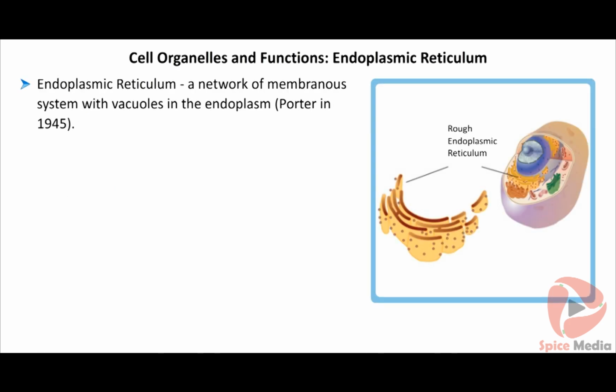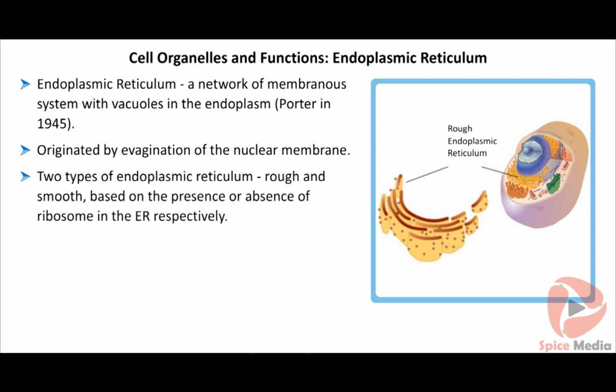The electron microscopic study by Porter in 1945 revealed a network of membranous system with vacuoles in the endoplasm. This was named as Endoplasmic Reticulum by Porter in 1952. It is assumed that the endoplasmic reticulum originated by evagination of the nuclear membrane. Two types of endoplasmic reticulum have been observed. They are rough endoplasmic reticulum and smooth endoplasmic reticulum, based on the presence or absence of ribosomes in the endoplasmic reticulum respectively.